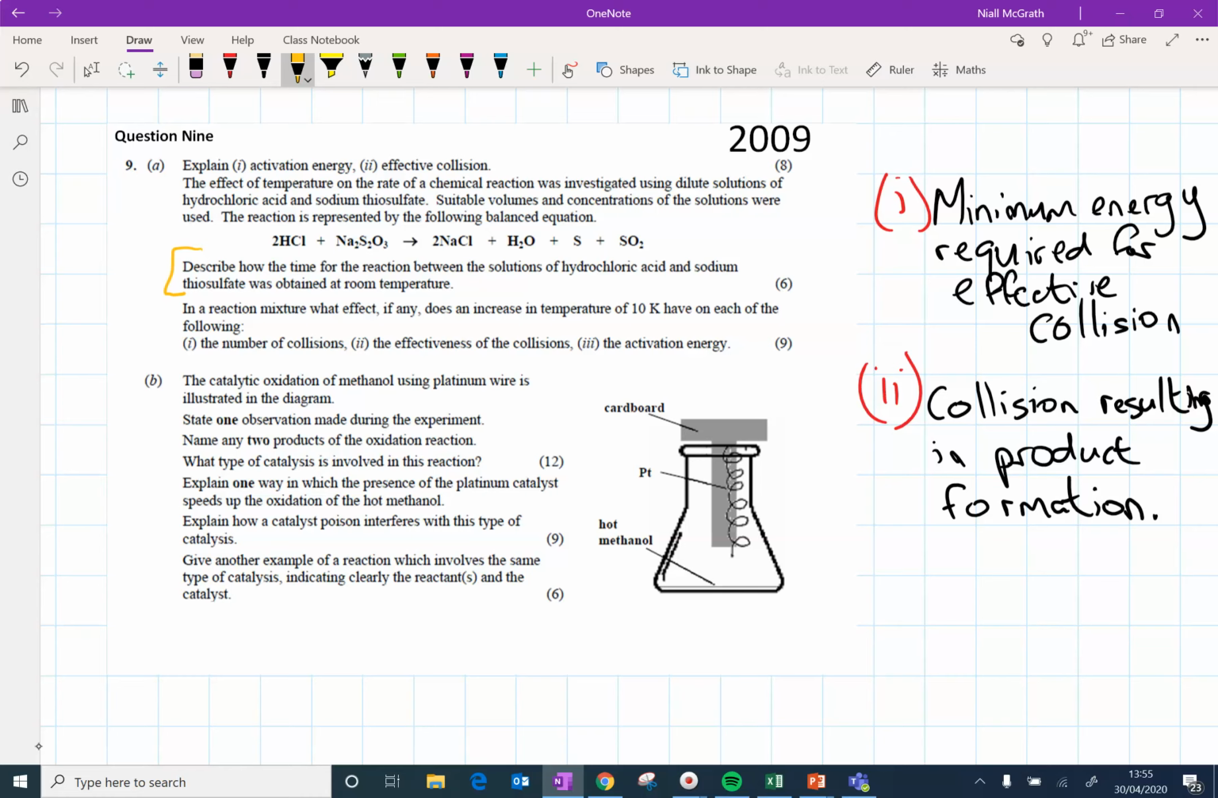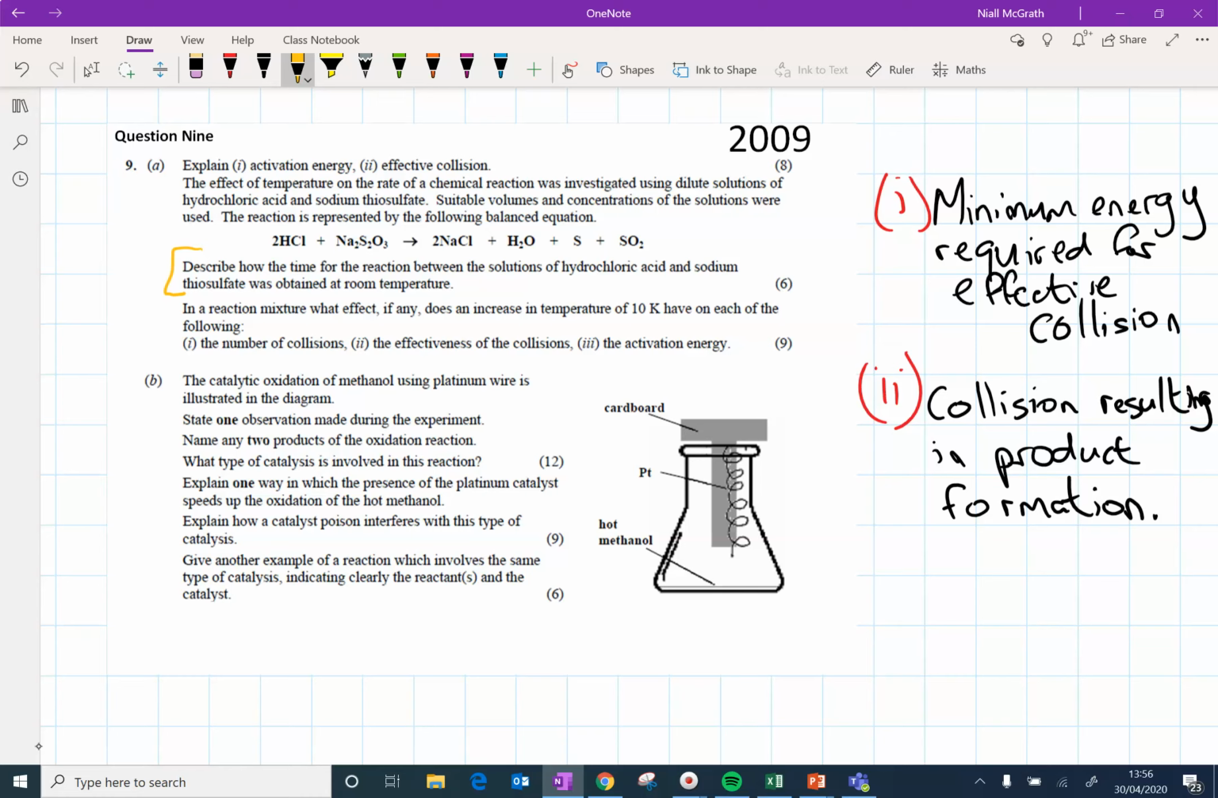In a reaction mixture, what effect, if any, does an increase in temperature of 10 Kelvin have on each of the following? The number of collisions would increase, as an increase in temperature results in an increase in heat energy. That means your particles have greater energy, so they're going to be moving around more, so there's going to be more collisions.